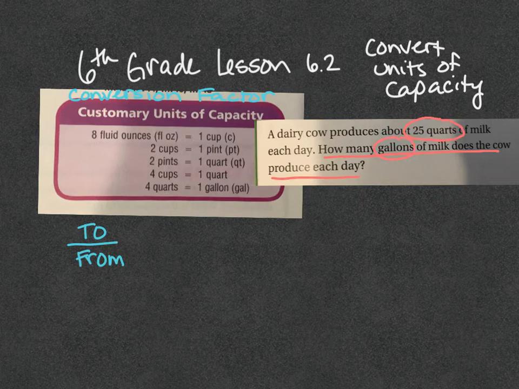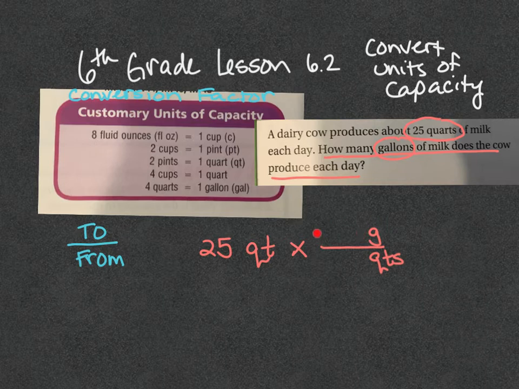So I'm going to take my known information of 25 quarts, and I'm going to multiply that times my conversion factor. And my conversion factor is what I'm converting it to over what I'm converting it from. And I am converting it to gallons, so I'm going to put G for gallons there, from quarts. So I'm going to put QTS there. And now to fill this in, I'm going to go ahead and find out what this conversion factor is. What is gallons compared to quarts?